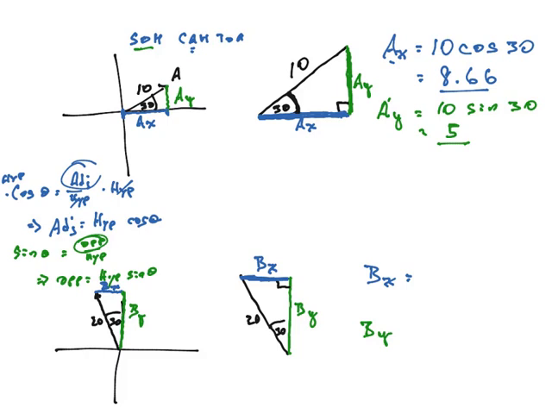Is that adjacent or opposite to my angle of 30? This time, x happens to be opposite to 30. Okay, again, going back to SOHCAHTOA, opposite goes with sine. So, just like I have here, it's going to be hypotenuse, in this case 20, sine of the angle, which is 30.